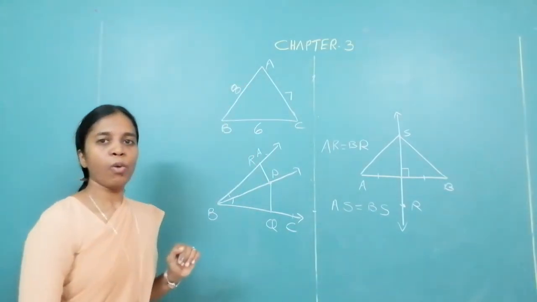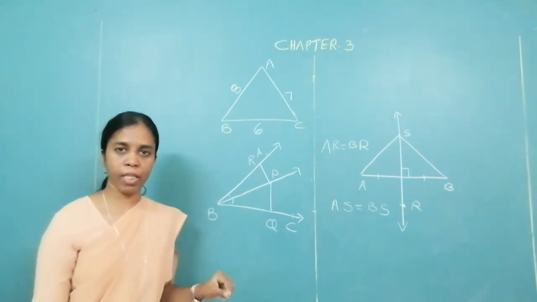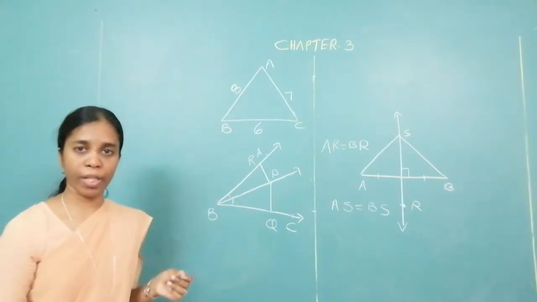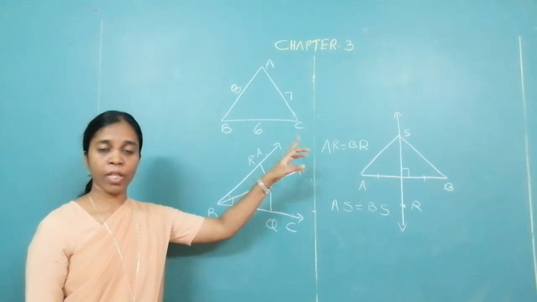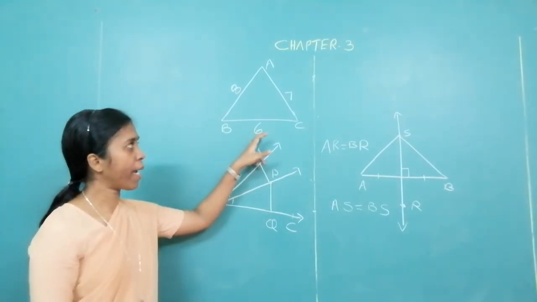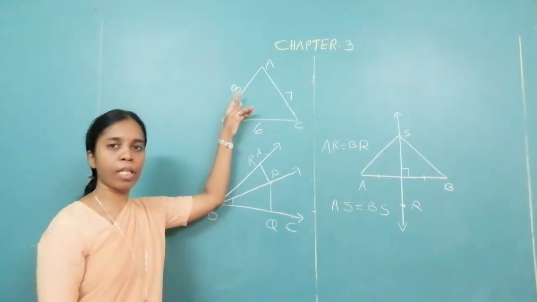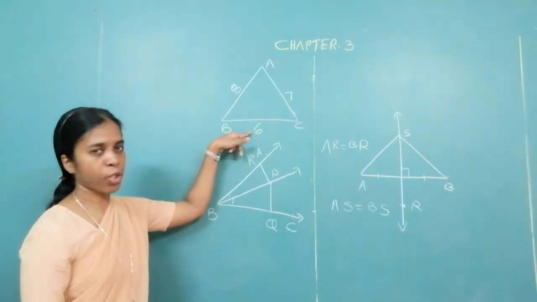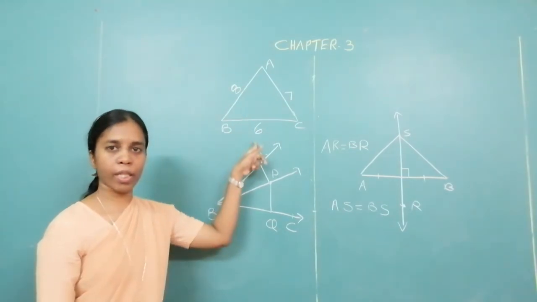How do we know that we can construct a triangle if the lengths of the sides are given to us? For that, we have to add the length of any two sides. That should be greater than the other side. You add any two side lengths, it should be greater than the third one.